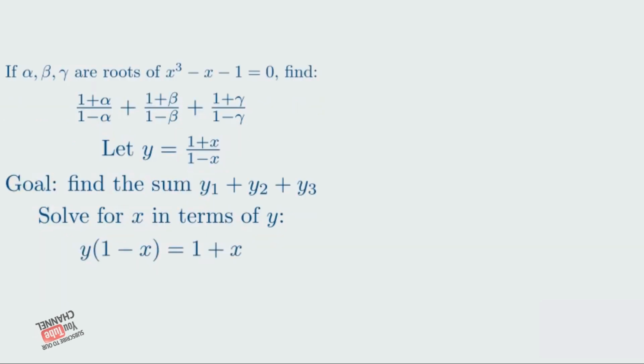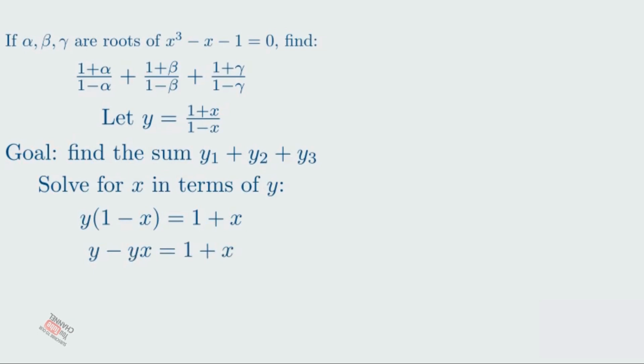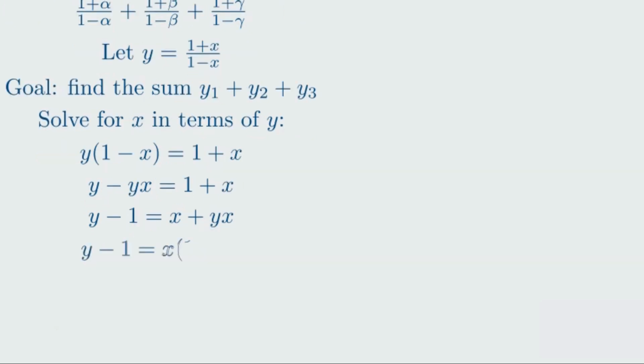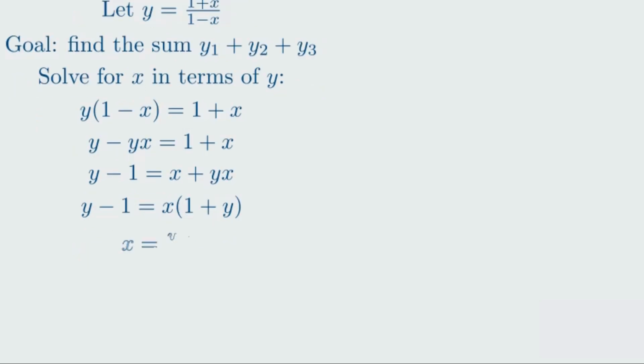First, multiply both sides by 1 minus x. Next, distribute the y on the left side to get y minus y times x equals 1 plus x. Now, let's group all the terms with x on one side. We can subtract 1 from both sides and add y times x to both sides. Factor out the x on the right side. Finally, divide by 1 plus y. We find that x is equal to y minus 1 over y plus 1.